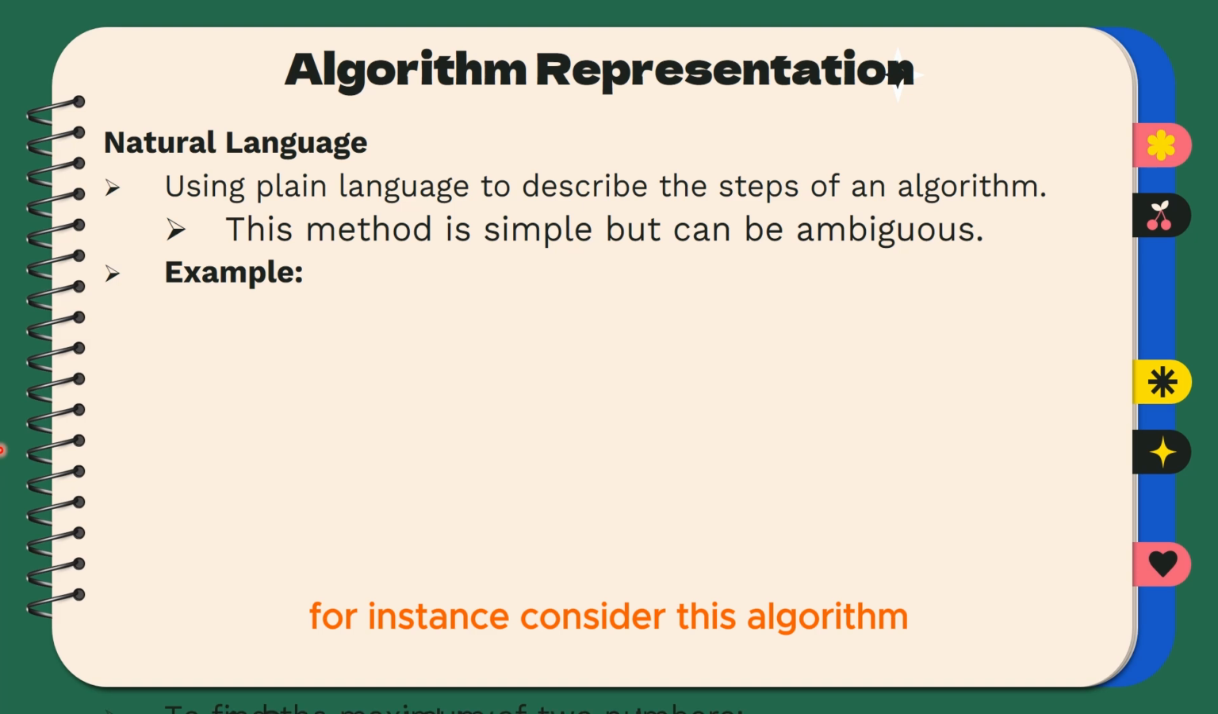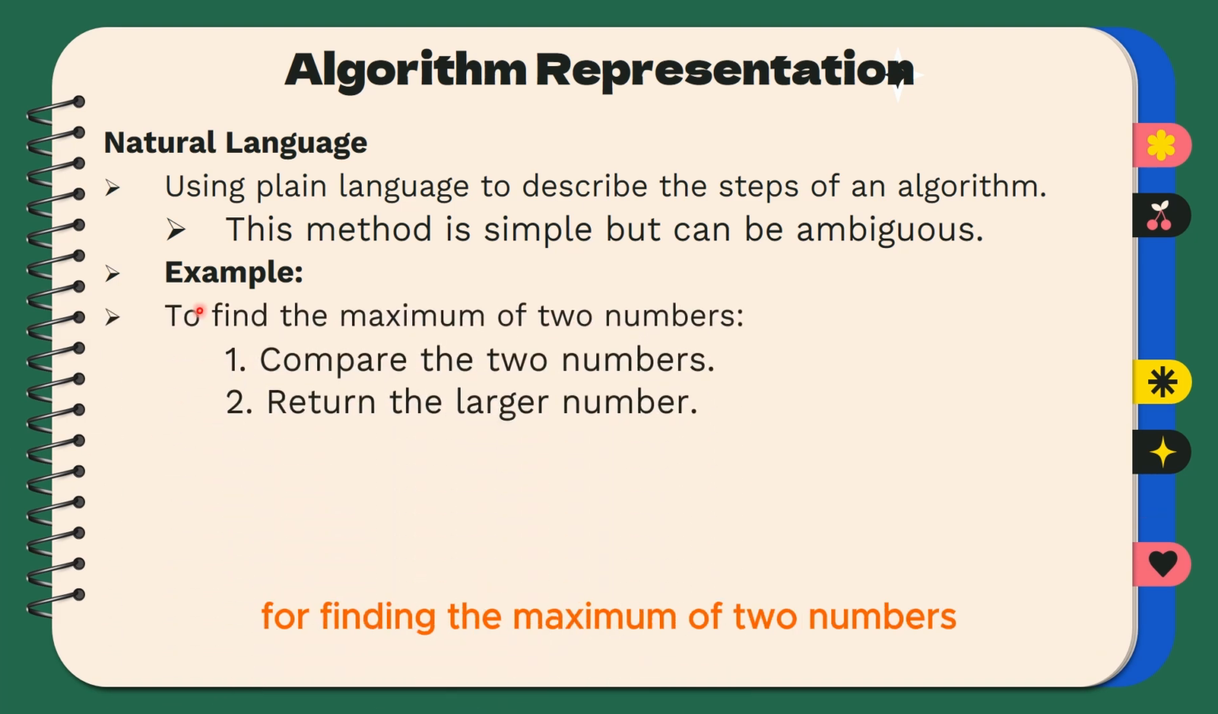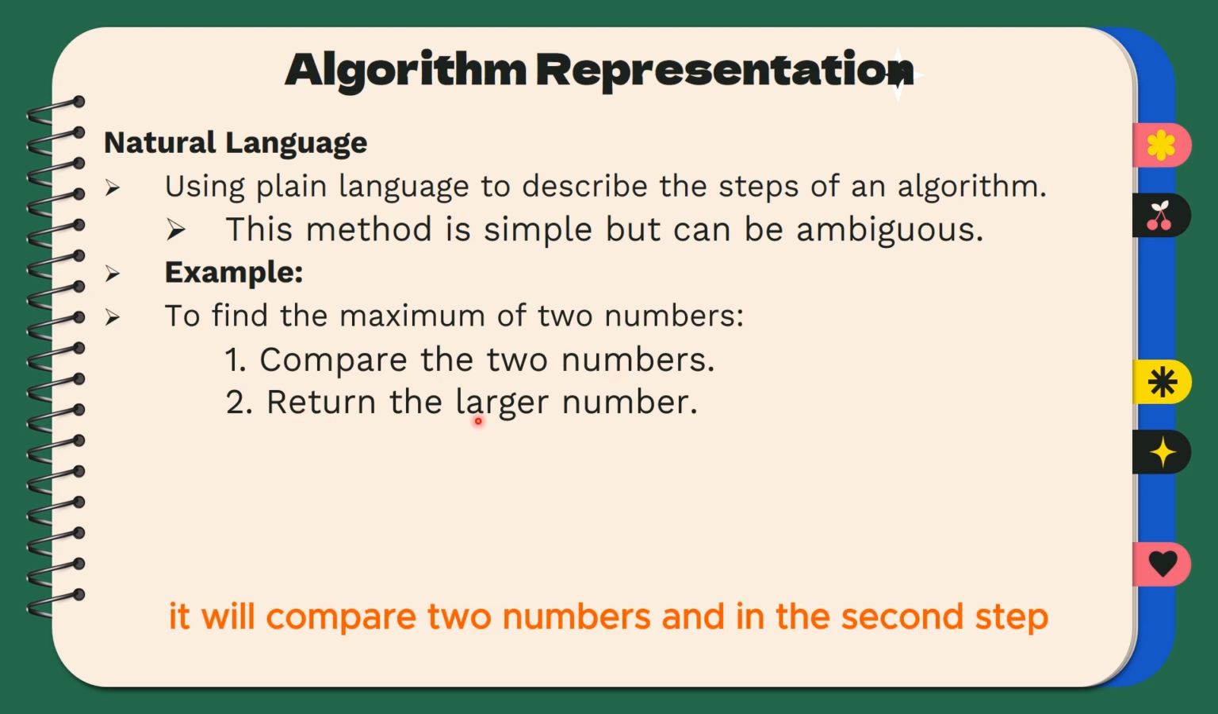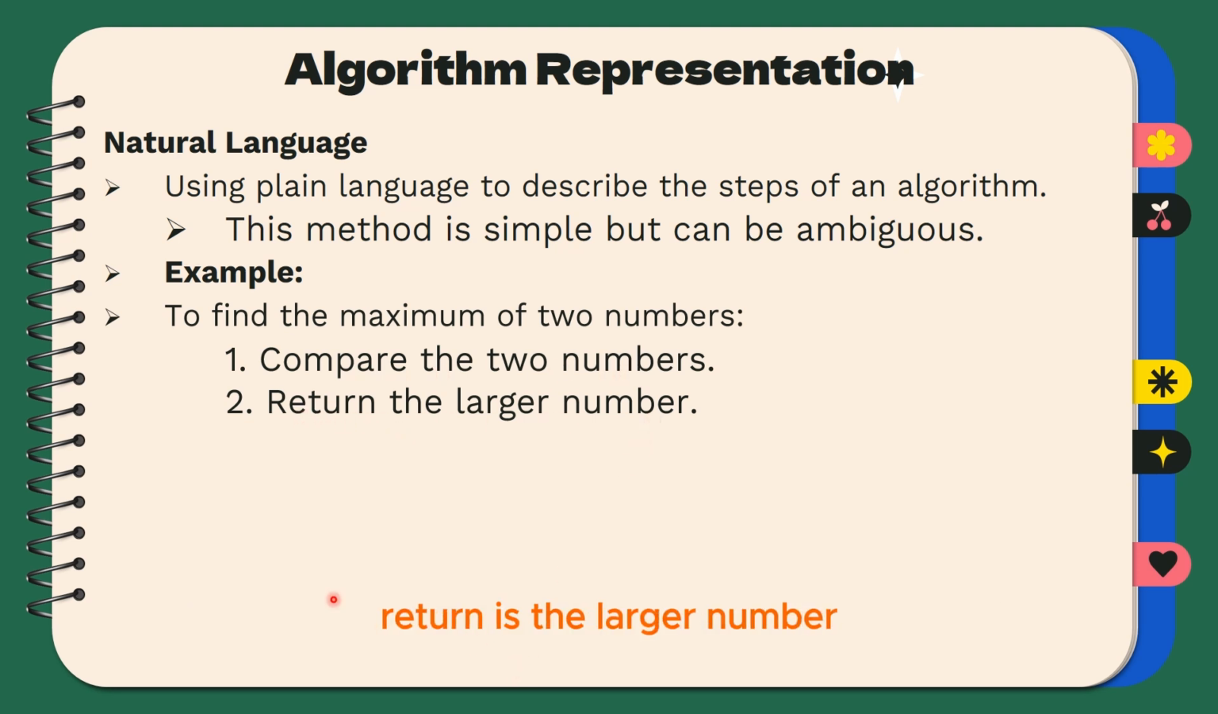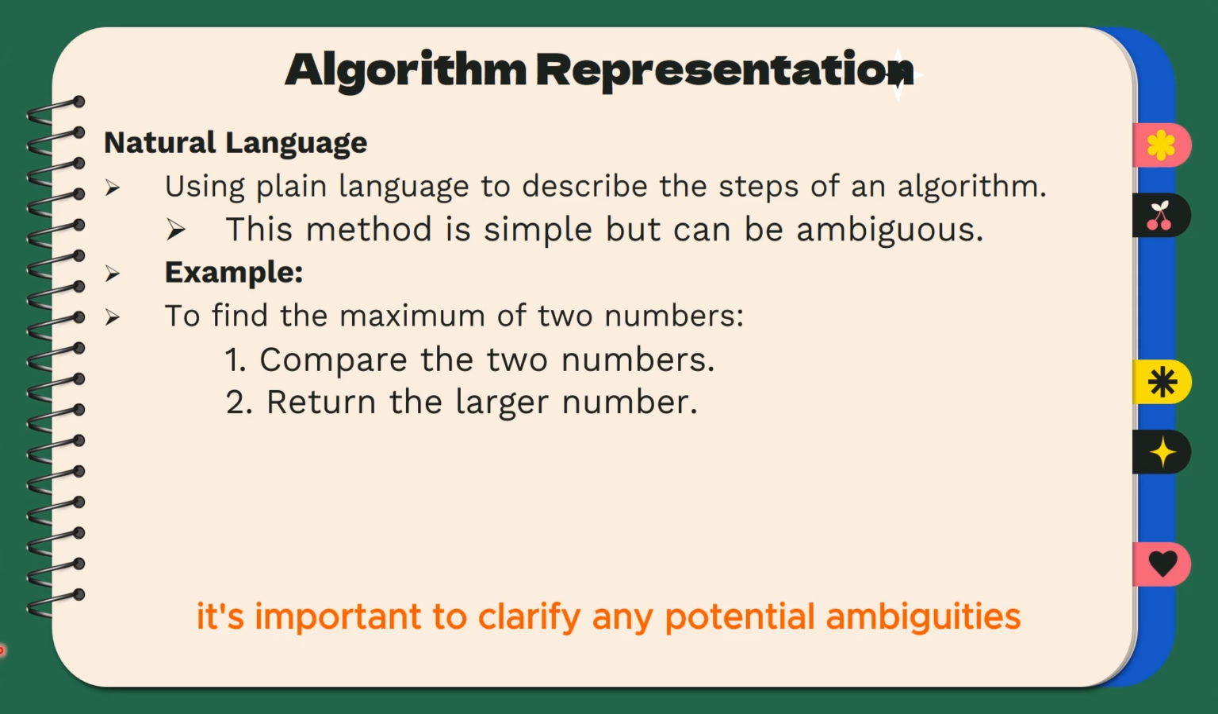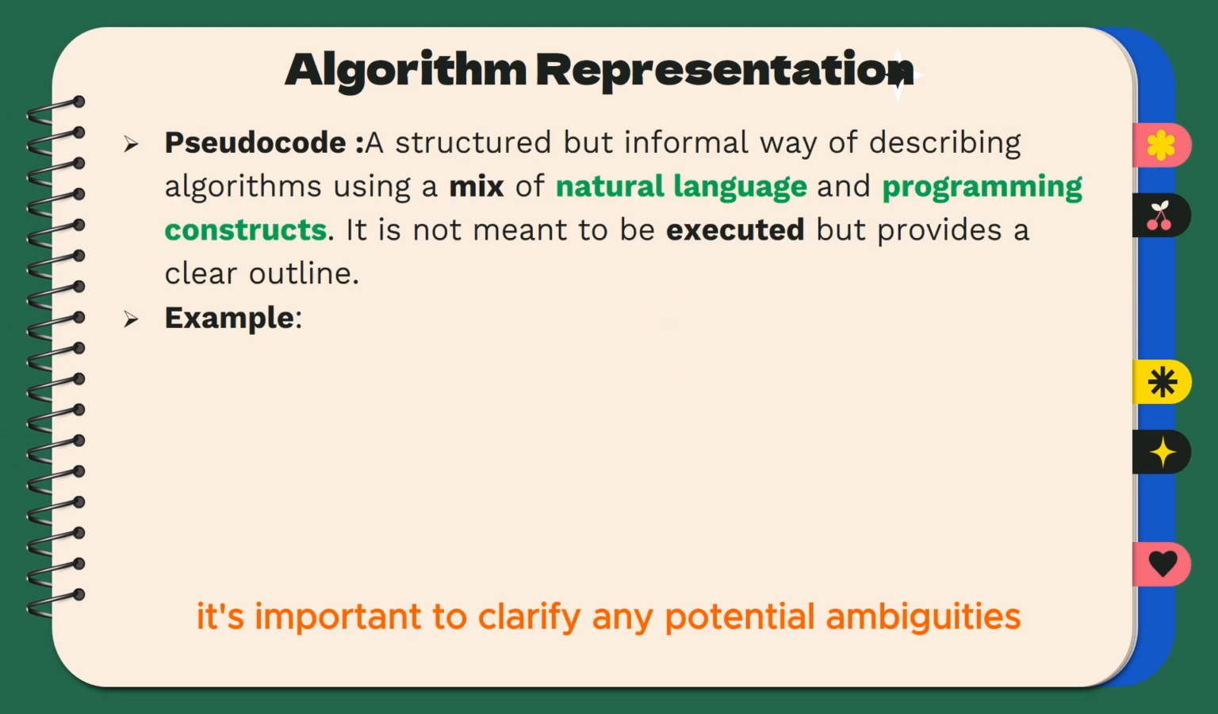For instance, consider this algorithm for finding the maximum of two numbers. In the first step, it will compare two numbers, and in the second step, it returns the larger number. Here, the steps are straightforward, but without precise definitions, different interpretations may arise. Therefore, while natural language is great for initial explanations, it's important to clarify any potential ambiguities.